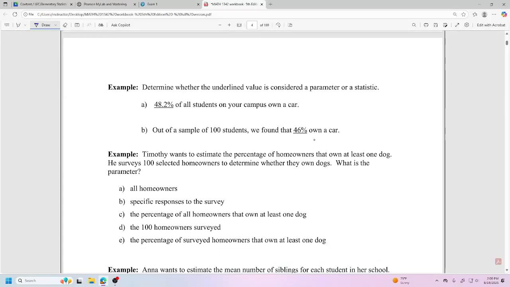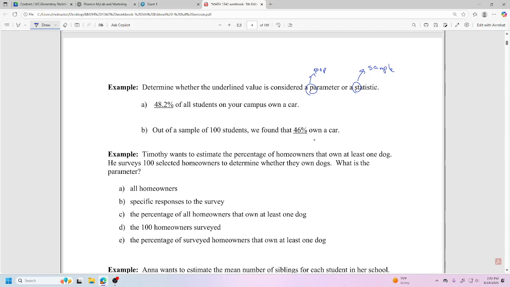Same thing here. Determine if it's a parameter or a statistic. Parameter comes from what again? What's it associated with? Population. Yeah, and a statistic is associated with sample. Very good. Okay, so that's what they're asking in the end.